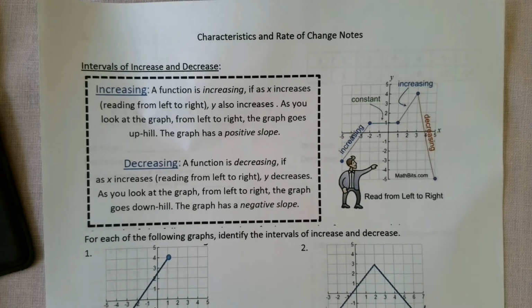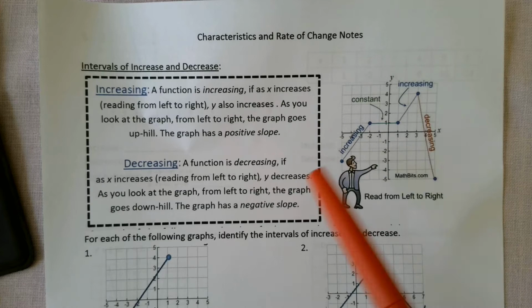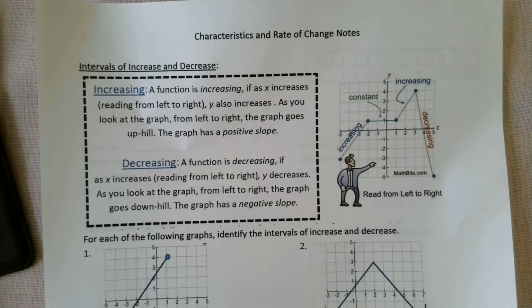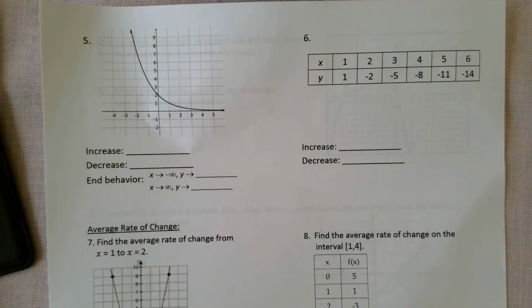So in the first page of your notes it has interval of increase and decrease. Well, we've already done this, okay? So if you want to review this, read over the first page, check out this little illustration and try your best. If you need to, you can send me a screenshot of what you've done and I'll let you know if you've got it right or wrong. But we're not going to go over this again, okay?